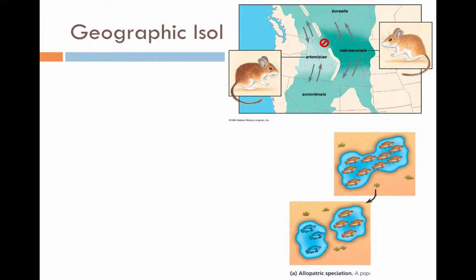Same thing happened with these mice. One species of mice were physically separated from each other by a mountain range. Mice on the left adapted to the rainy forest-like environment. Mice on the right adapted to the dry desert-like environment. Eventually, the two groups of mice became so different that they could no longer interbreed. Therefore, they are different species.